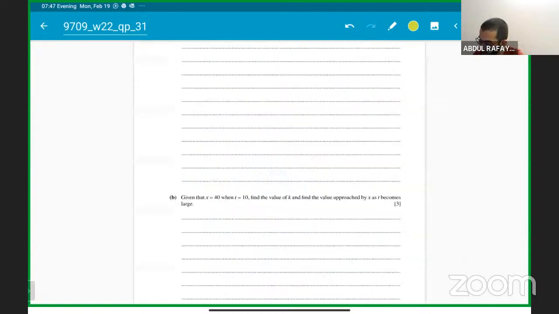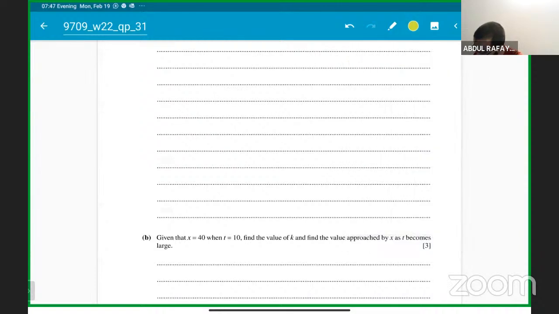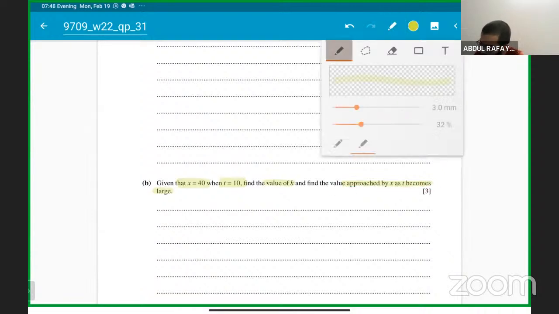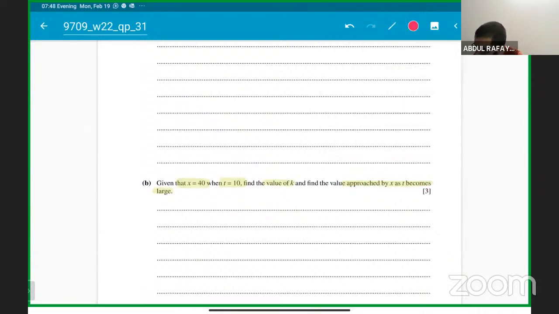The next part says, given that x is equal to 40 when t is 10, we have to find the value of k. Then find the value approached by x as t becomes large. Understanding with me? So we find the value of k, and find the value approached by x.